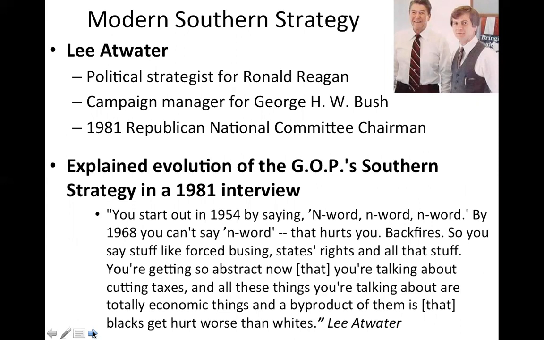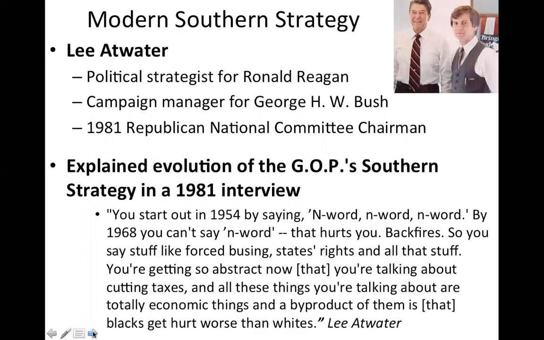Reagan definitely took the Southern strategy and racial dog whistles to a whole other level, and this has a big part to do with Lee Atwater. In the interview we read in the beginning section, Atwater said: you start out in 1954 by saying the N-word, N-word, N-word. By 1968, you can't say the N-word, that hurts you, it backfires. So you say stuff like forced busing, states' rights, and all that stuff. You're getting so abstract that you're talking about cutting taxes, and all these things are totally economic, and the byproduct of them is that Blacks get hurt worse than whites.